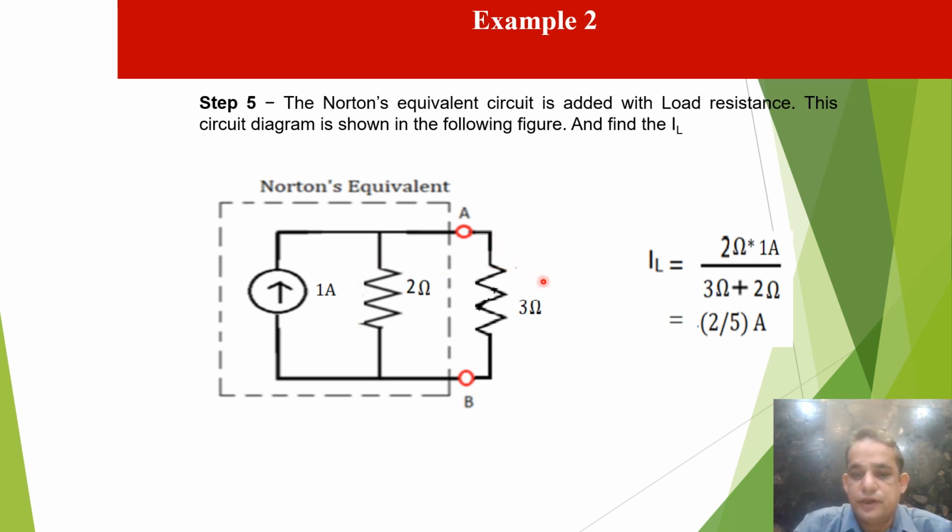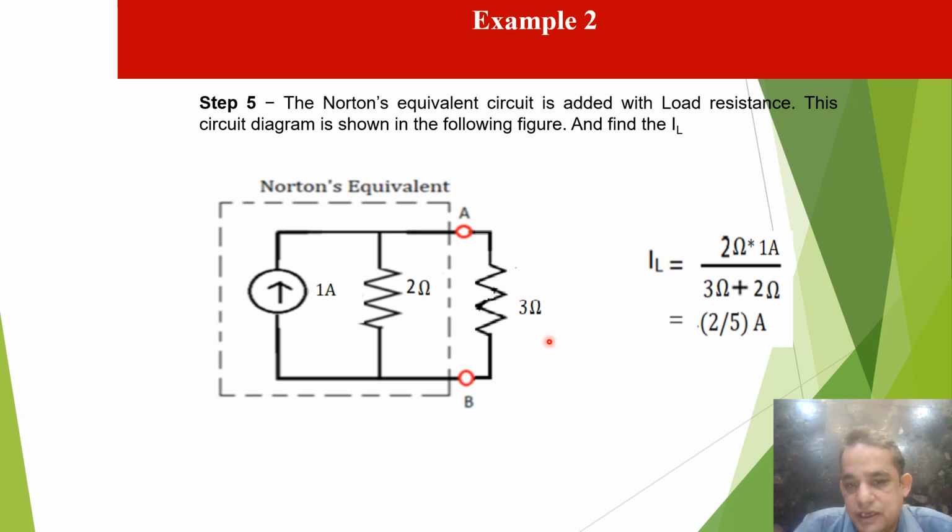Load current is flowing in the 3 ohm resistor. Simply apply the current division rule. IL is equal to 2 ohm into 1 upon total resistance. Total resistance is 5 ohm. Now we find 2 by 5 ampere, which is flowing in the 3 ohm.